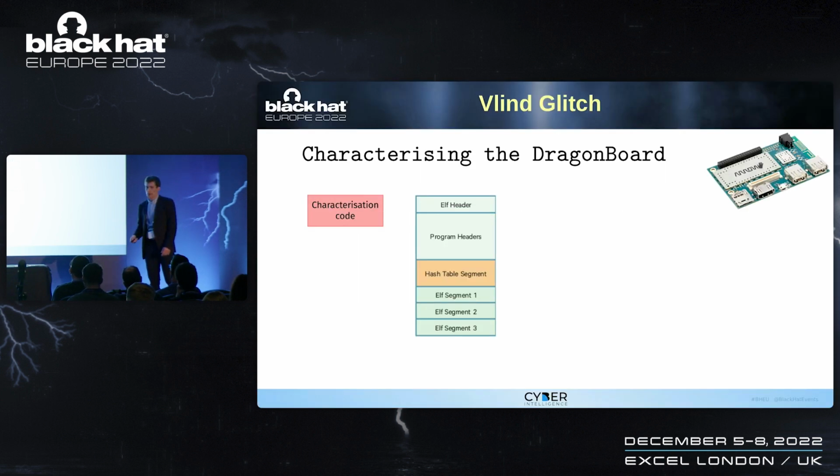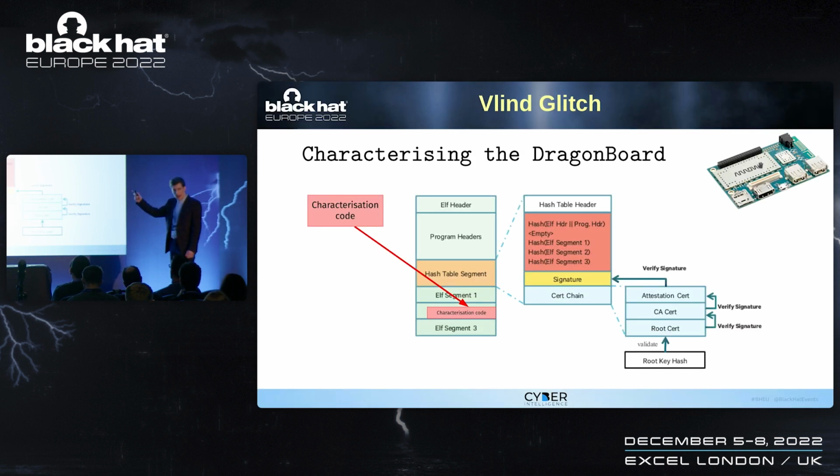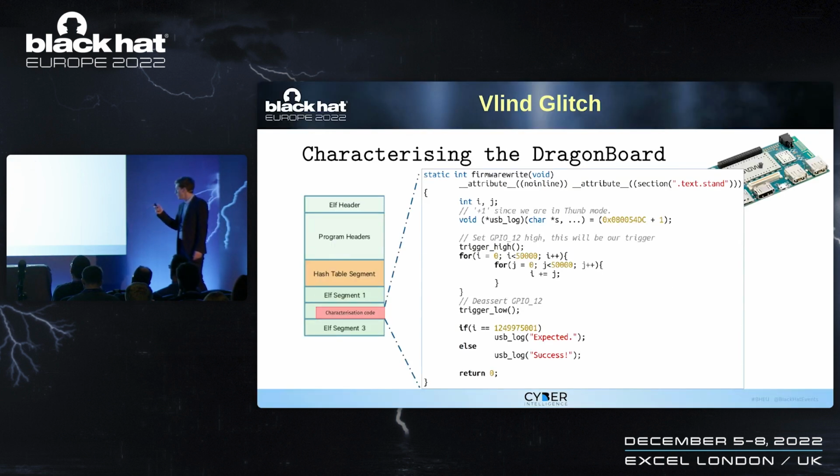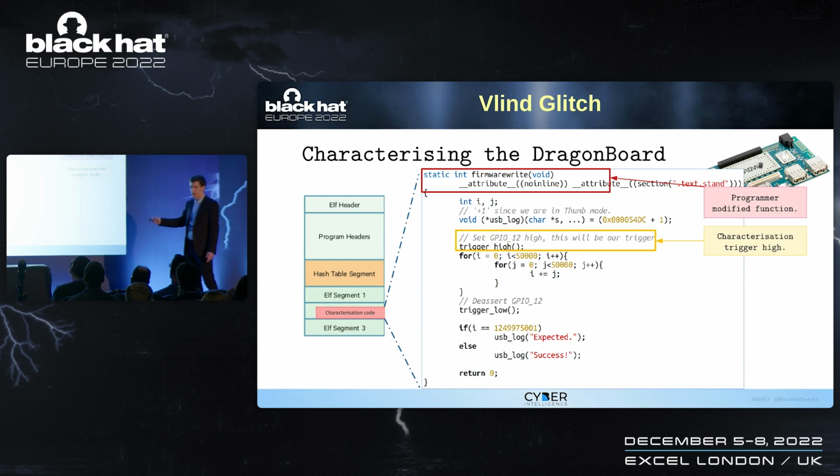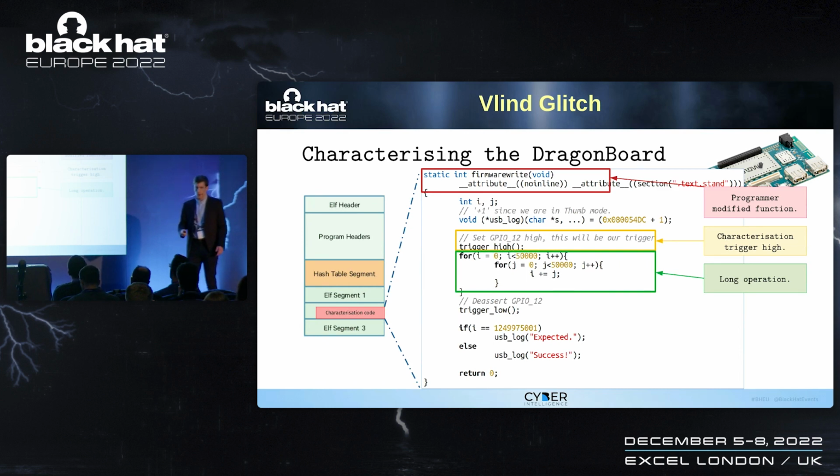In this case, what we did was take the normal programmer. We put our characterization code inside one of the segments, and then we resigned everything thanks to the Qualcomm-provided tools. This is the actual code that we modified. There we have the modified function, firmware write. In order to trigger a little better, we added a trigger high to see where our loop is happening. In this case, the loop is a double nested loop. We want a really big area in which to inject glitches, to see if we are affecting the device or not.